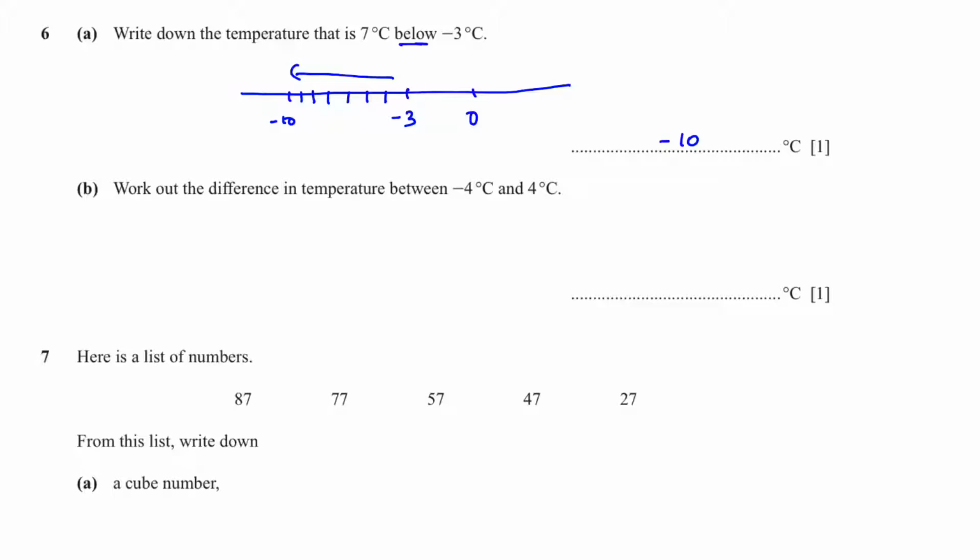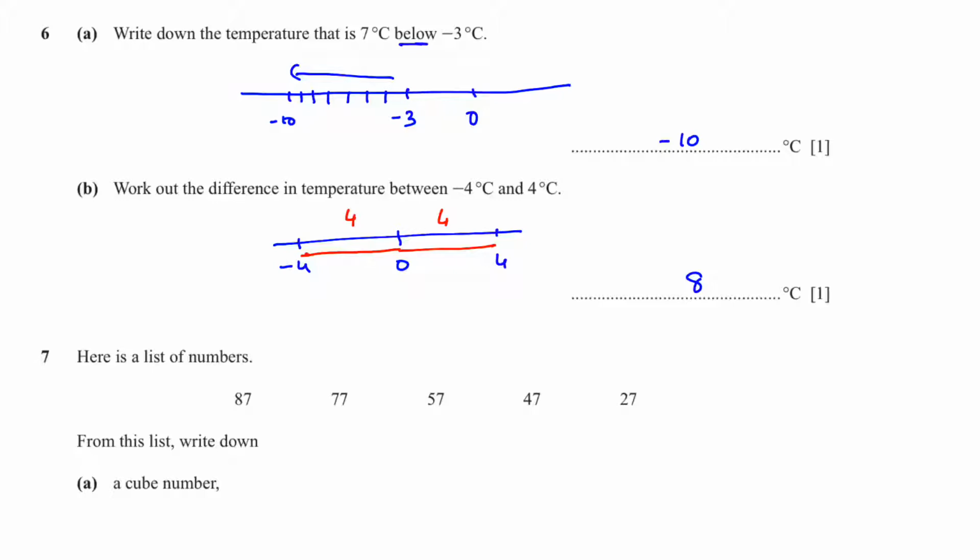Work out the difference in temperature between negative 4 degrees Celsius and 4 degrees Celsius. Again, the number line helps. This is 0 and negative 4 is here and 4 is here. What is the difference here between negative 4 and 0? 4 degrees. And between 0 and 4, 4 degrees. So total how many degrees? 8 degrees.